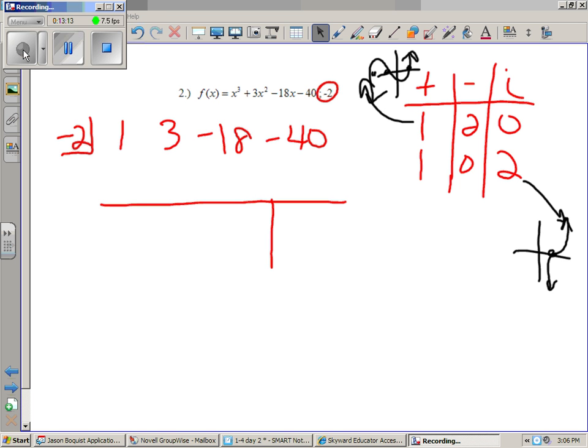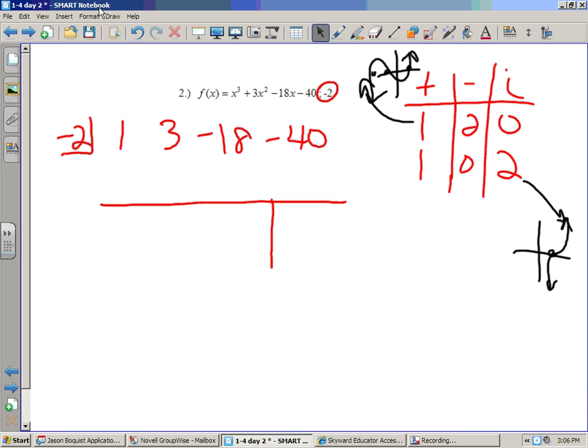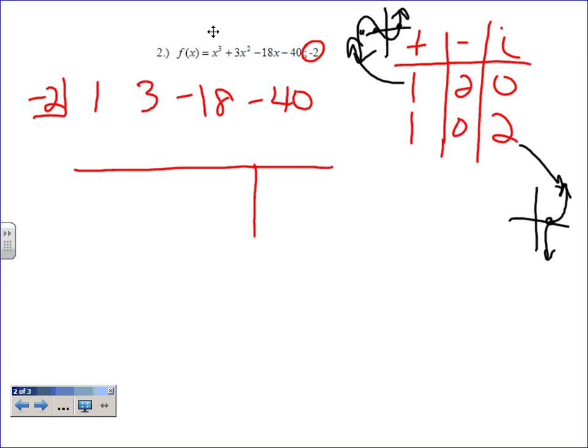Great. As I was walking around, I see that we have a variety of people and a variety of spots. We have some people that are done with this problem completely, and some people that are just starting their synthetic division. So let's make sure that we follow along. You bring down the 1, and then the splash effect again, times -2, which leaves us with a 1.